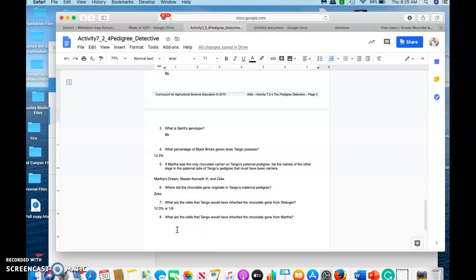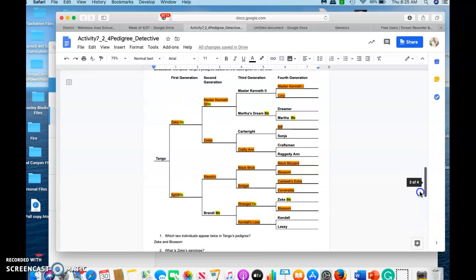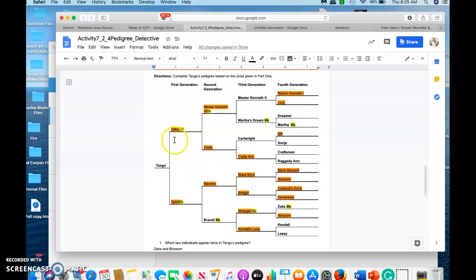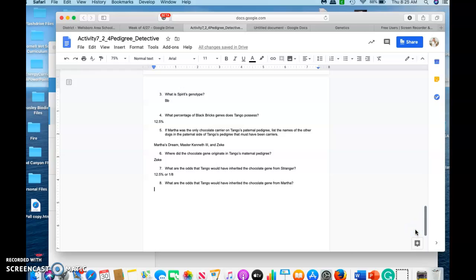What are the odds that Tango would have inherited the chocolate gene from Martha? So what percentage of the genetics come from Martha? Martha only shows up on this side, so 50% from Zeke, 25% from either Zelda or Master Kenneth, 12.5% from Master Kenneth II or Martha's Dream, and that works down to 6.25%, or 1/16, from Martha.